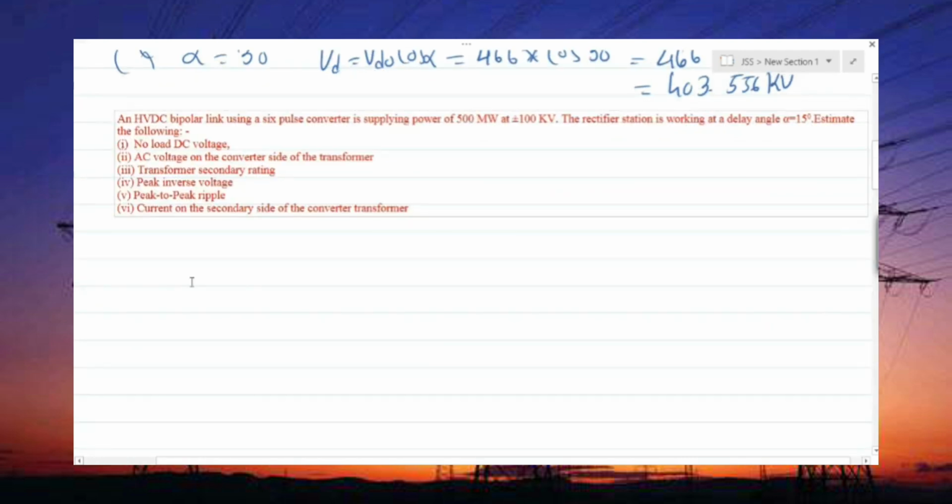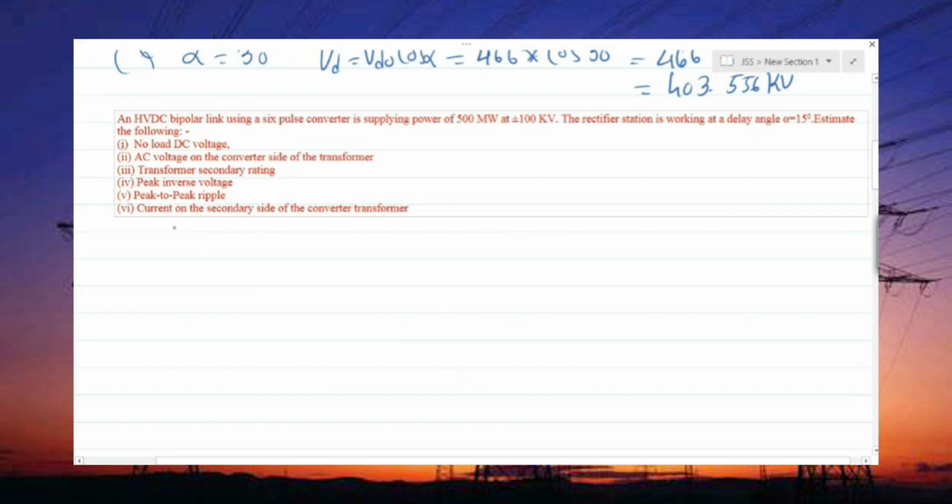Second example: an HVDC bipolar link using the 6-pulse converter is supplying the power of 500 megawatt at plus or minus 100 kV. The rectifier station is working at a delay angle alpha equal to 15 degree. Estimate the following. The first one is the no load DC voltage. Second is the AC voltage on the converter side of the transformer. Third is the transformer secondary rating. Fourth is peak inverse voltage. Fifth is peak to peak ripple. And the last one is the current on the secondary side of the converter transformer.